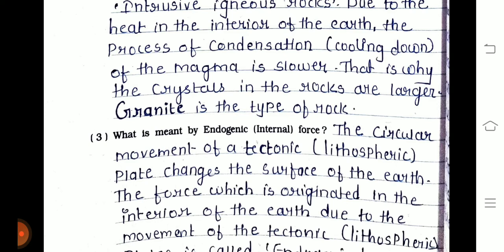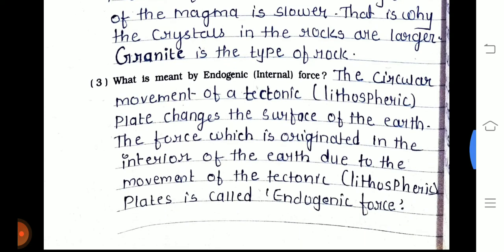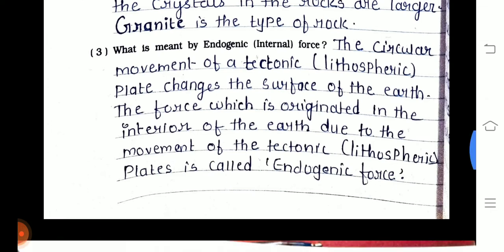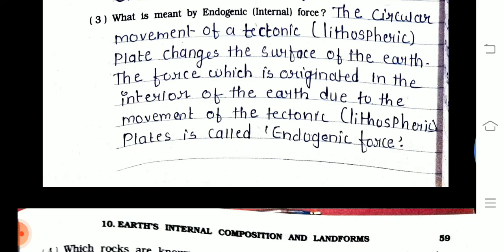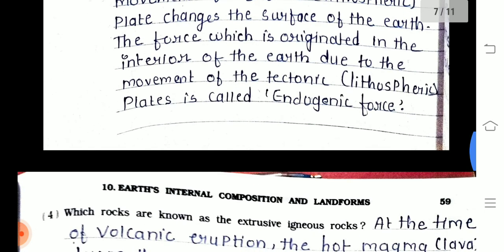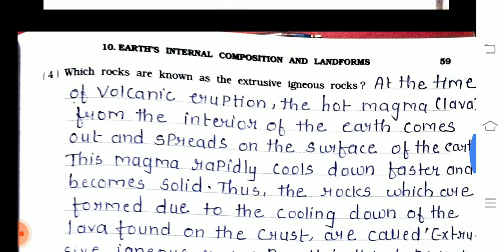Third one, what is meant by endogenic force? The circular movement of a tectonic plate changes the surface of the earth. The force which originates in the interior of the earth due to the movement of the tectonic plates is called endogenic force.